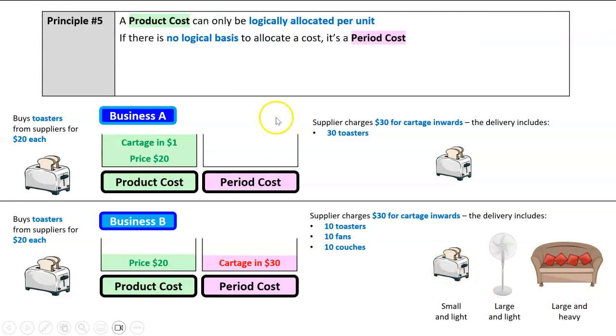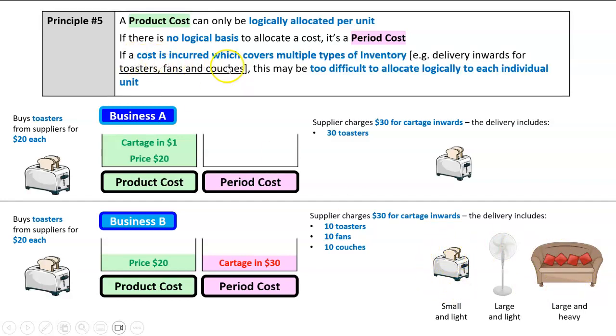So our fifth principle and our most complicated principle is saying a product cost can only be logically allocated per unit. If there is no logical basis to allocate a cost, we call it a period cost. So business A, $30 for 30 toasters, easy to logically allocate that at $1 per unit. Business B, $30 for 30 units, but I couldn't allocate that because the units were toasters, fans, and couches. Different inventory sizes, different inventory weights. So if a cost is incurred which covers multiple types of inventory, e.g. delivery for toasters, fans, and couches, this may be too difficult to allocate logically to each individual unit. And what we do in that case is just simply call it a period cost.